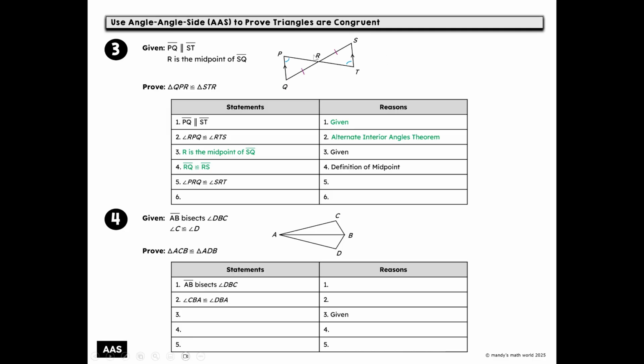The next step says that angle PRQ is congruent to angle SRT. Okay, that's true. How is that true? What tells us that these two angles are congruent?